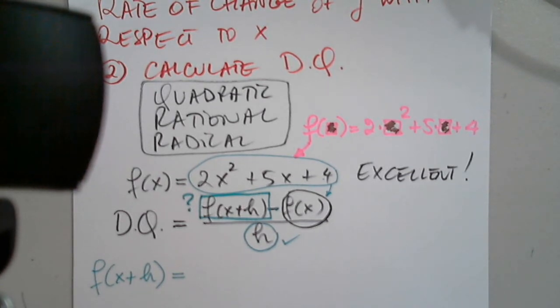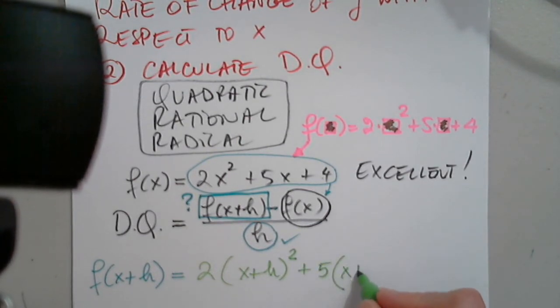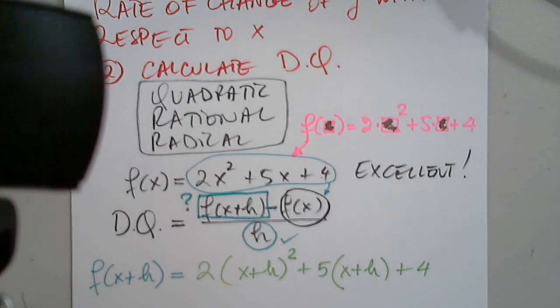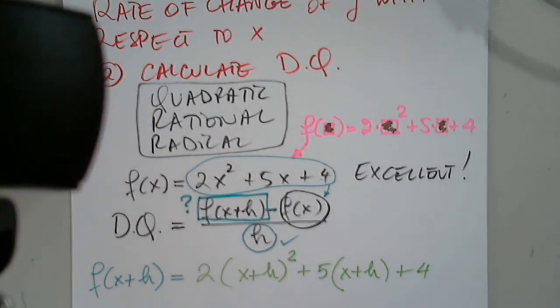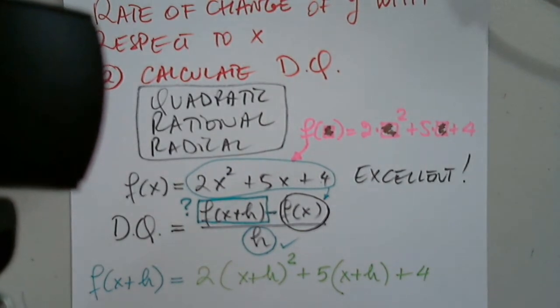Don't calculate anything yet, just say what we are writing for everyone to see. 2 times x plus h, raised to power 2, plus 5 times x plus h, plus 4. That's it. So I hope that everyone sees that. Thank you. Was that Isaac? Yes. Perfect. Is it clear what I'm doing?